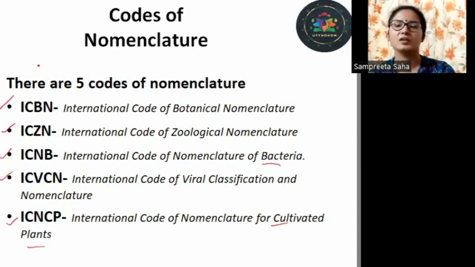It's not like every organism is named in the same way. Yes, the basic fundamentals of nomenclature are the same, which we will be discussing soon. The basic rules are the same, but still, from organism to organism, like we have groups, we have botany, we have zoology, isn't it? So certain rules are specific for the plants, for the animals, for the bacteria, like that. So based on the fields, there are some unique codes which are followed for the nomenclature.